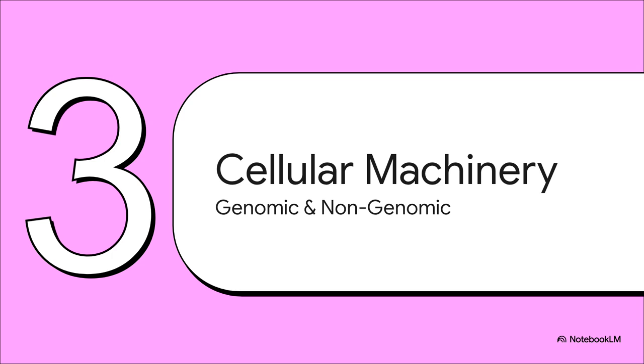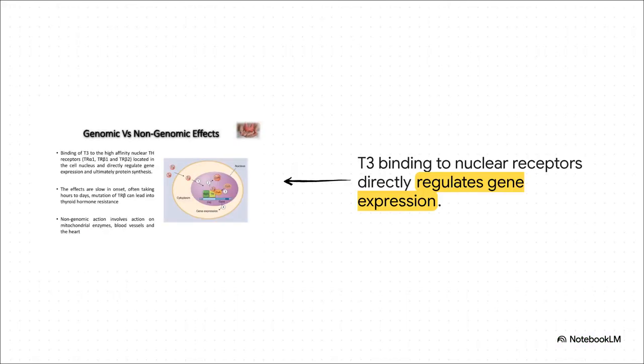Moving on to section 3, cellular machinery, genomic and non-genomic effects. Let's zoom in from that macro command center down to the microscopic level to see how these hormones actually create energy. So when we talk about how thyroid hormones actually get the job done, we first have to talk about genomic effects. The active hormone T3 enters the cell and binds to high-affinity nuclear receptors located right inside the cell nucleus, specifically receptors known as TR-alpha and TR-beta.